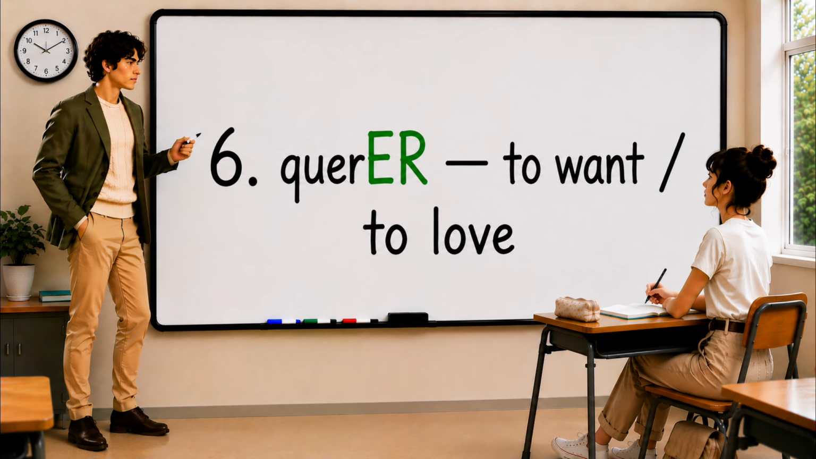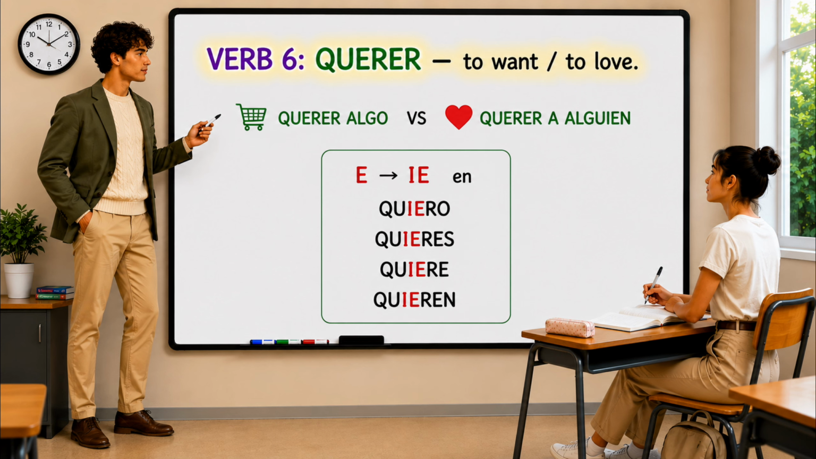Verb 6. Querer. To want or to love. Querer means to want, but also to love when talking about people. Context tells you which one it is. In restaurants and bars, querer is your ordering verb of choice. Querer is a stem-changing verb. The E in the stem changes to IE for most forms. Quiero, quieres, quiere. But queremos and queréis keep the original E.